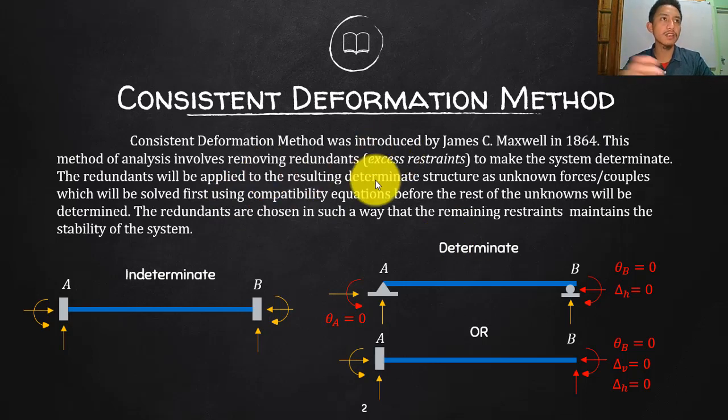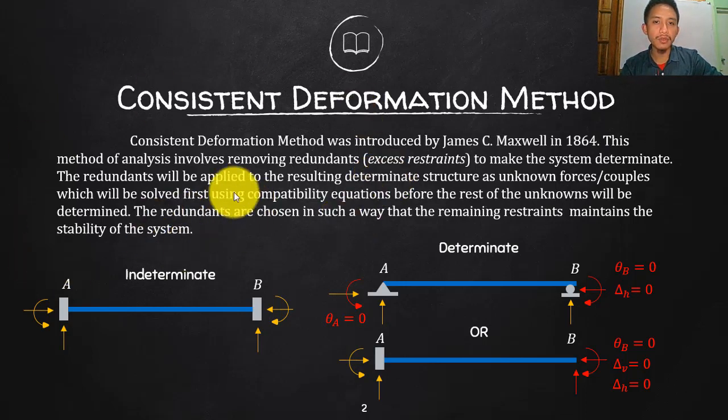Okay, it could be internally or externally. As long as it is indeterminate, remove redundants. Okay, and then formulate equations corresponding to the number of redundants, and then solve the redundants using these compatibility equations, and then apply them back as forces in your system, and then solve the rest. And of course, the resulting forces and reactions will be the reactions of your indeterminate or original structure.